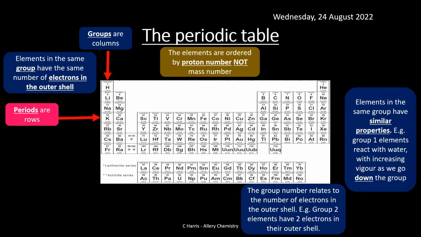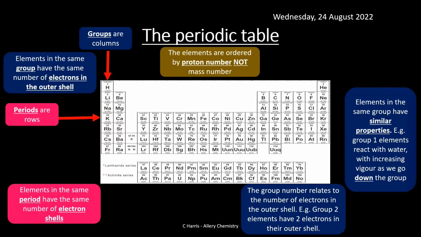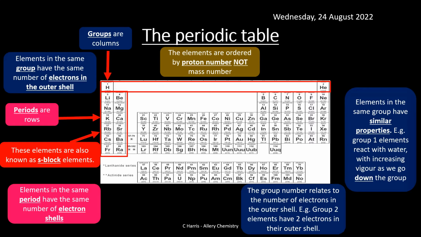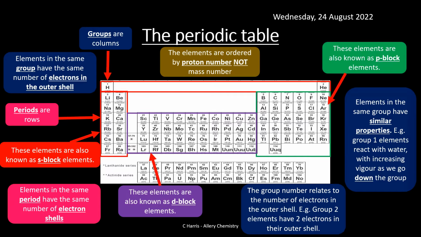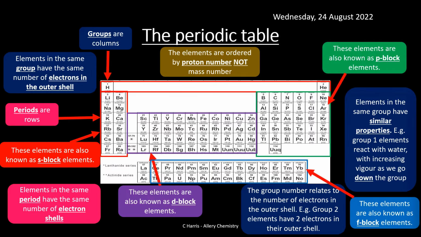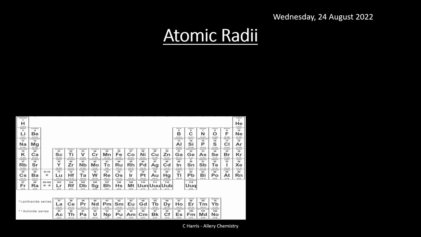The periods are in rows, and we're going to be looking at periodicity, so that's the main point of the topic. Elements in the same period have the same number of electron shells, as you'll see in a moment when we look at atomic radius. These are what you call s block elements, just as a reminder. These are your p blocks and your d blocks, and finally your f blocks as well. So it's just a whistle-stop tour around the periodic table. This topic is periodicity, so it makes sense to review what the different parts are. Okay, so let's start with atomic radii then. Radii, obviously we know what a radius is.